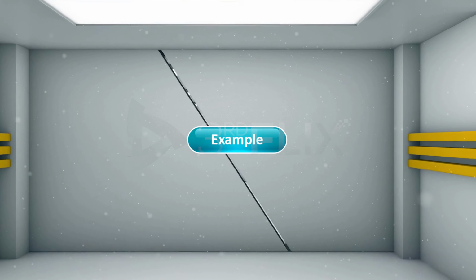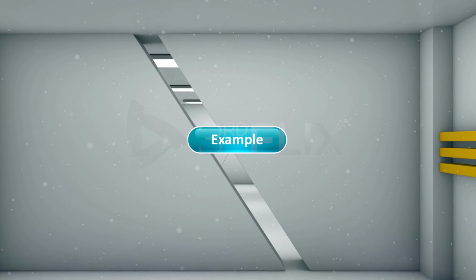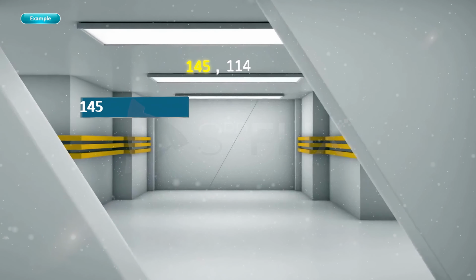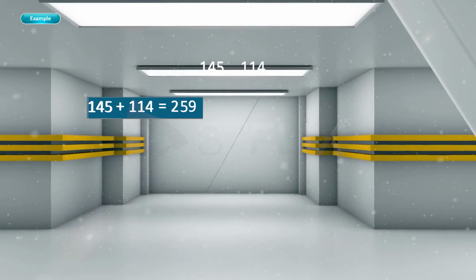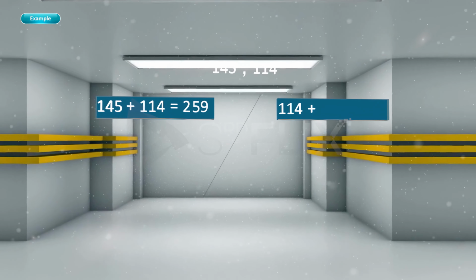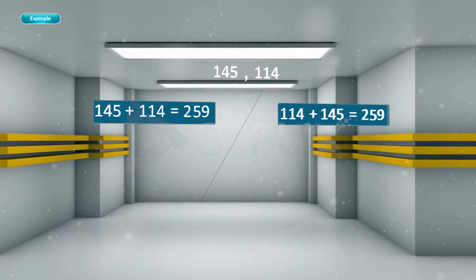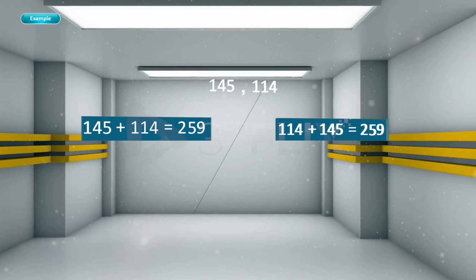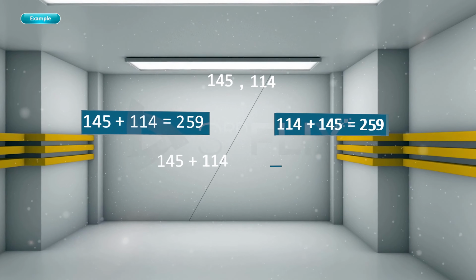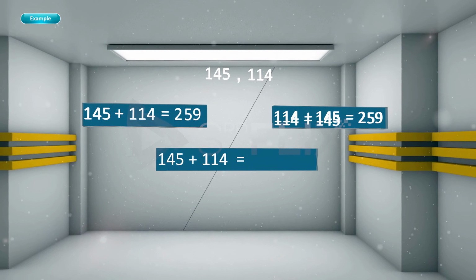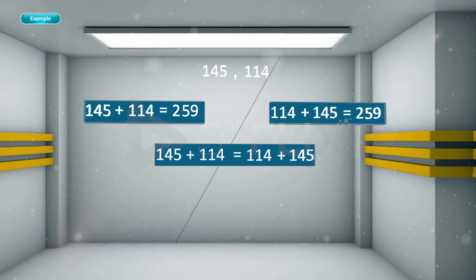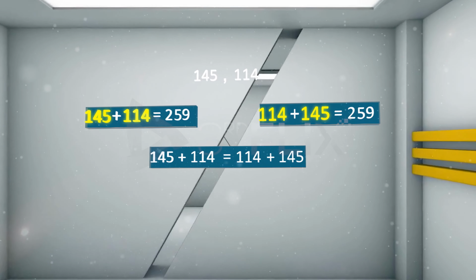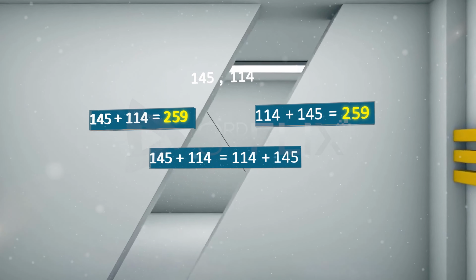Similarly, for example, consider 145 and 114. The sum of 145 and 114 is 259, and the sum of 114 and 145 is 259. In both cases, 259 is the answer. So we can say that 145 plus 114 is equal to 114 plus 145. So we can conclude that in whatever order we add 2 whole numbers, the sum remains the same.